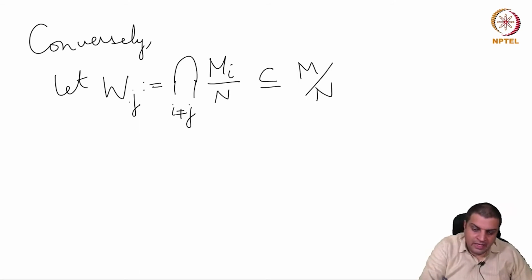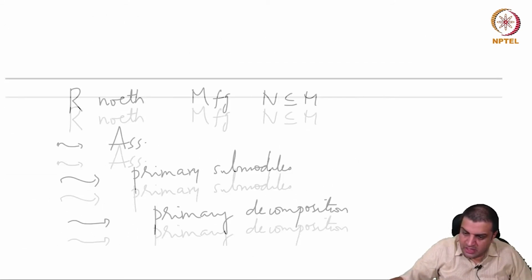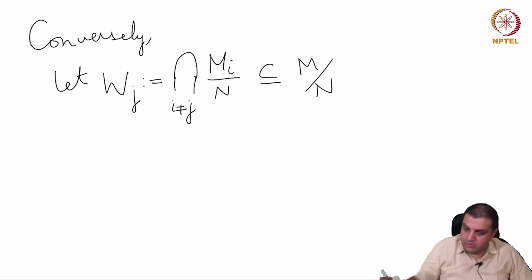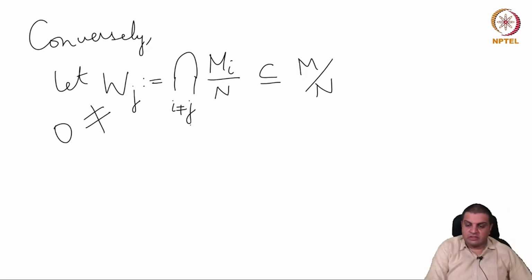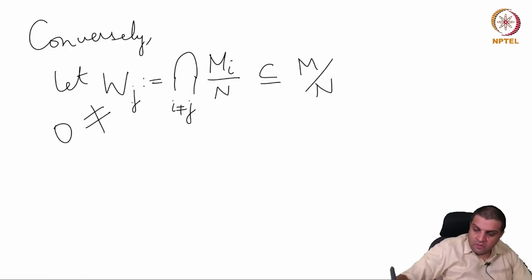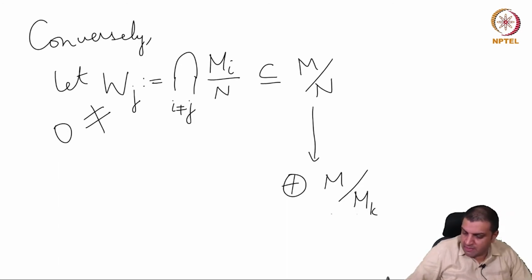Because this decomposition is irredundant, we can't really remove any of them. If you remove any one of them, we will not get N. So this is really not zero. This is a non-zero module. We have skipped the jth one, and that we call Wj, and it is inside M mod N. Now from M mod N to the usual map, the direct sum of M mod Mk, k goes from 1 to m.